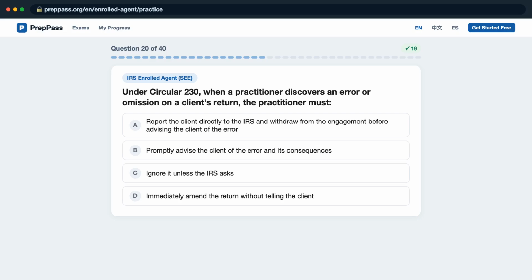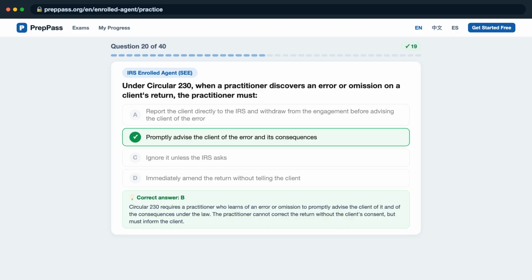Question 20. Under Circular 230, when a practitioner discovers an error or omission on a client's return, the practitioner must, is it A, report the client directly to the IRS and withdraw from the engagement before advising the client of the error? B, promptly advise the client of the error and its consequences? C, ignore it unless the IRS asks? D, immediately amend the return without telling the client? The correct answer is B.